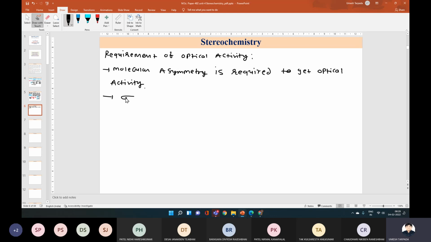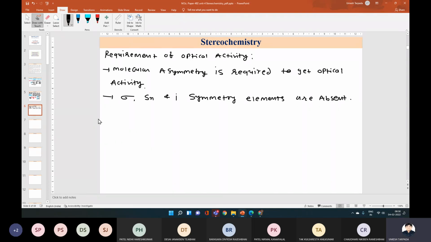That means sigma plane, alternate axis Sn, and i symmetry elements are absent in order to get optical activity. If they are present, then it is optically inactive. So this is the requirement in order to get optical activity.